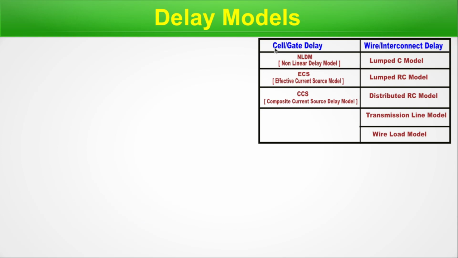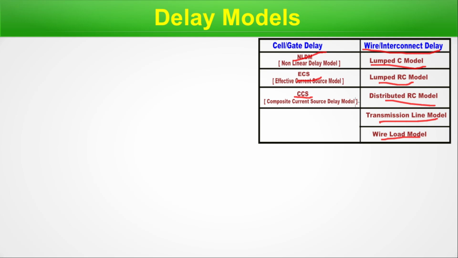Delay models. We have already discussed cell or gate delay and wire or interconnect delay. So, let's know the names of the delay models. NLDM, ECSM and CCS are delay models for gate or cell delay. And for wire or interconnect delay, we use the lumped C model, lumped RC model, distributed RC model, transmission line model, and wire load model. NLDM is the nonlinear delay model, ECSM is the effective current source model, CCS is the composite current source model.